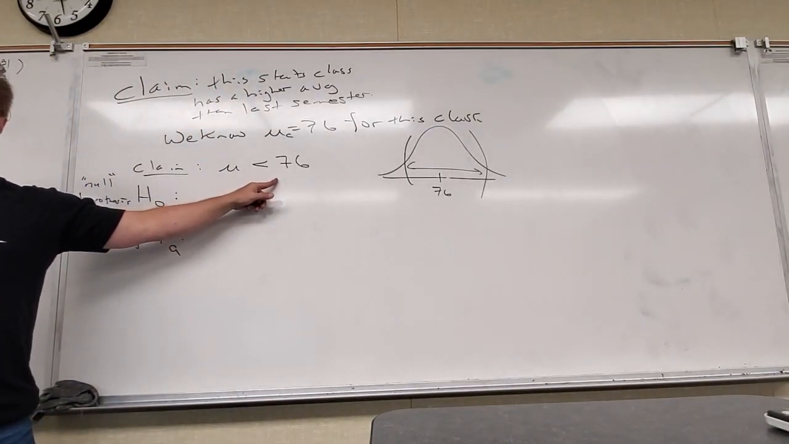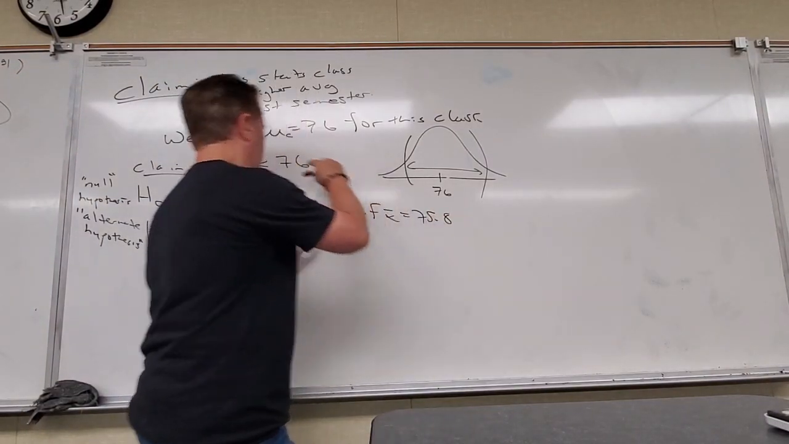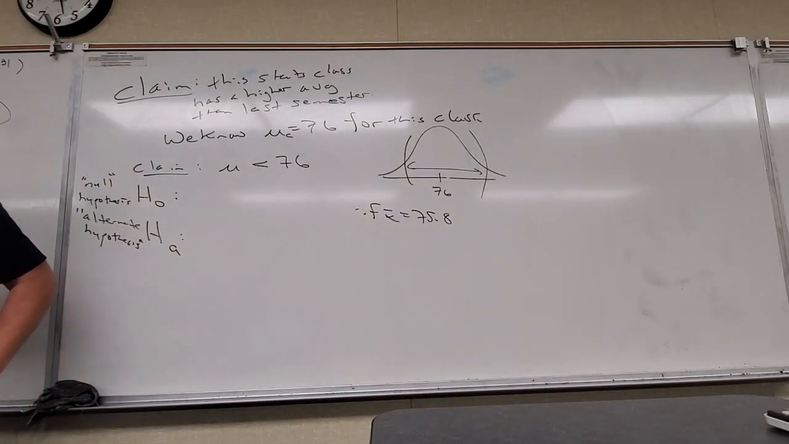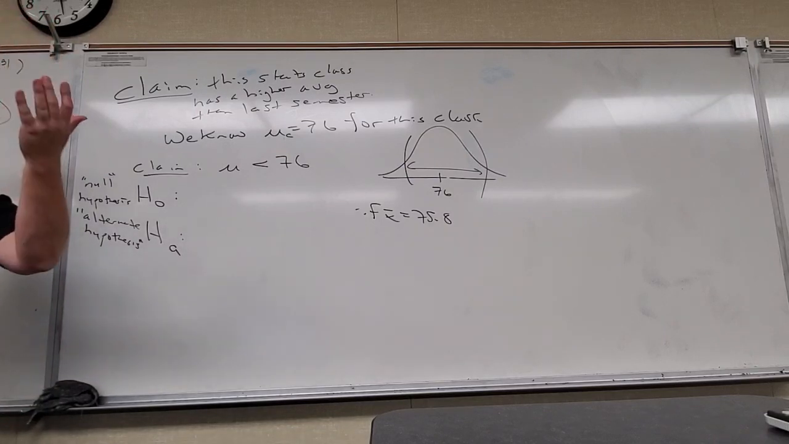Yes. If we take a sample and we get an X bar of 75.8, that is less than 76. Why is that not good enough evidence necessarily? It is too close to 76. Yeah, if I take a sample, isn't there going to be variability?